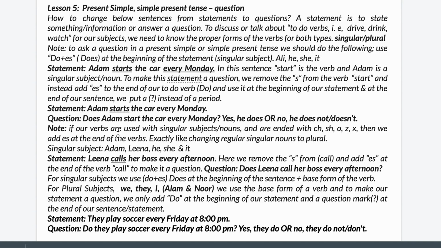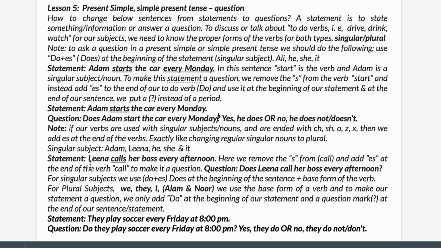If our verbs are used with singular subjects or nouns and end with ch, sh, or x, then we add es at the end of the verbs, exactly like changing regular singular nouns to plural. Singular subjects: Adam, Lena, he, she, and it.